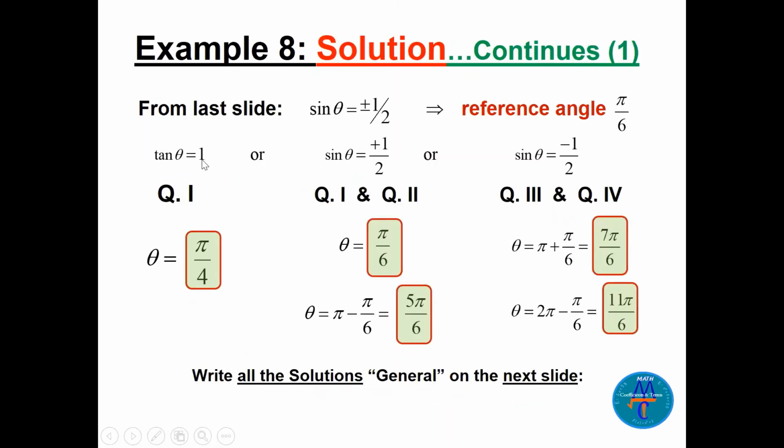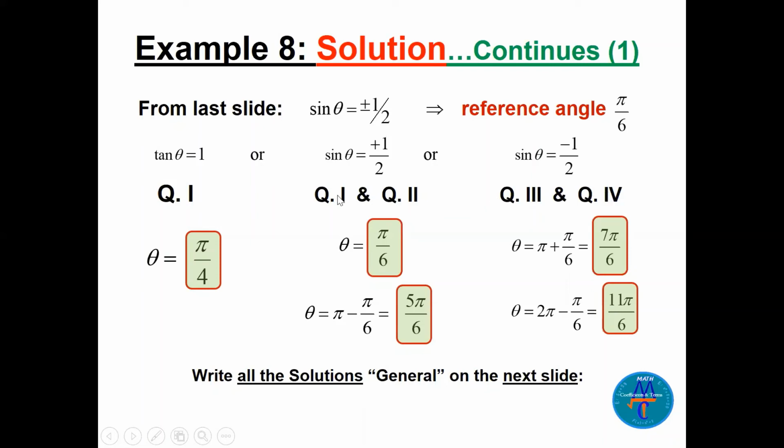Now, tan of theta is 1, that's easy. So the angle theta is in quadrant 1, and this angle is pi over 4. Finished. Sine of theta is equal to plus half, and the other one is minus half. So here we have to look at the sign: positive in quadrant 1 and quadrant 2, and negative in quadrant 3 and quadrant 4.